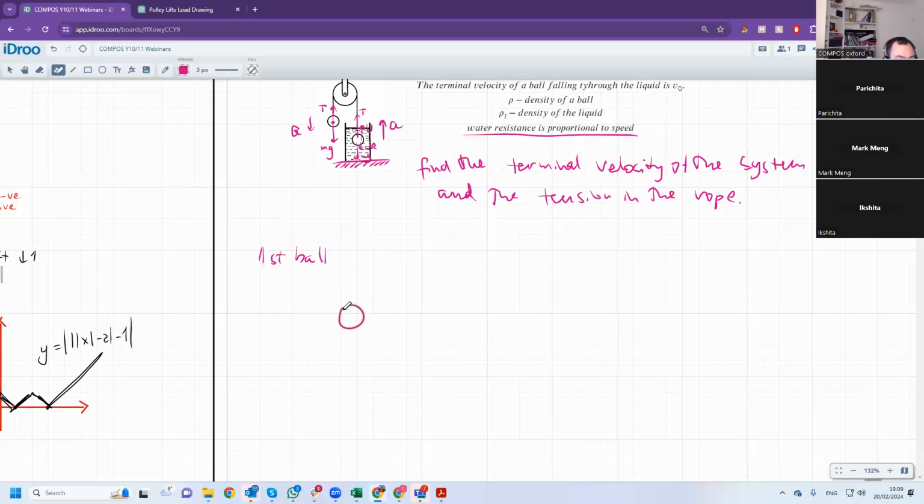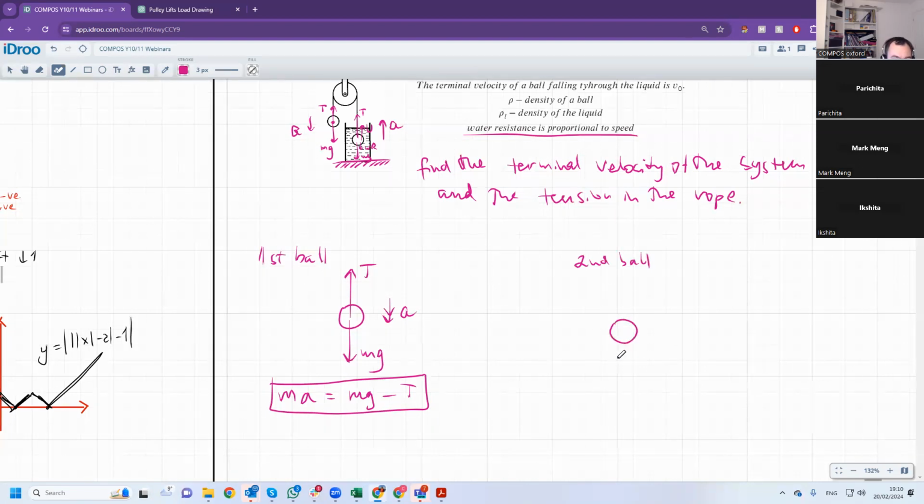So first ball, we have mg down, and we have tension, and it's moving down with acceleration a. So we have ma is equal to mg minus T. So this is standard stuff. Second ball, the story is a bit more complicated.